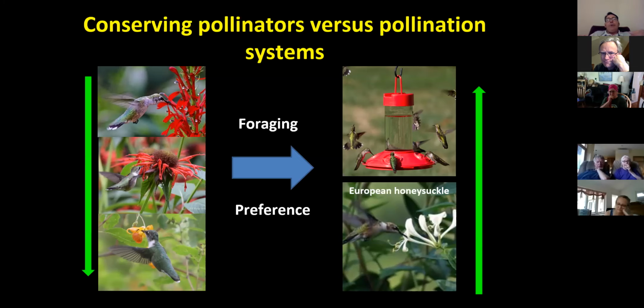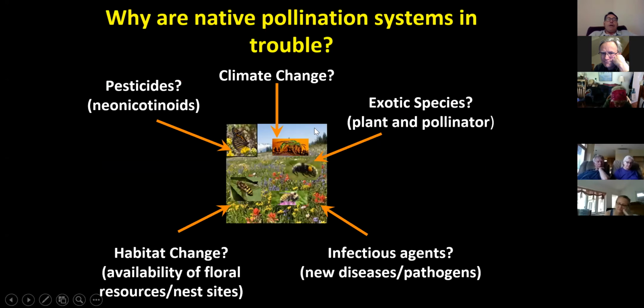So we really need to focus on native pollination systems and those pairings and maintaining that functional diversity rather than the pollinators and just keeping the animals happy. It's far more complicated than that when it comes to conservation, and learning about pollinators and pollination should incorporate elements of this into the discussion.